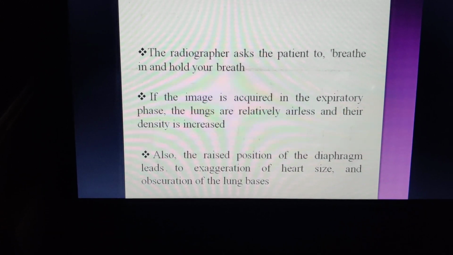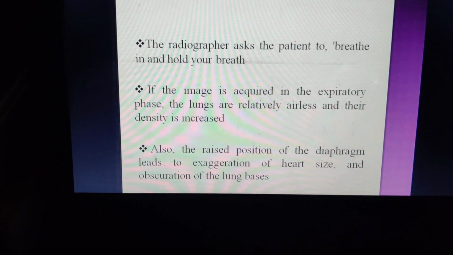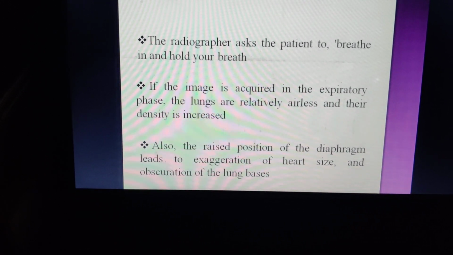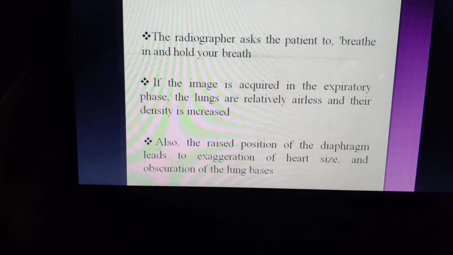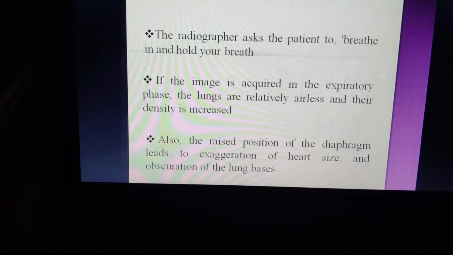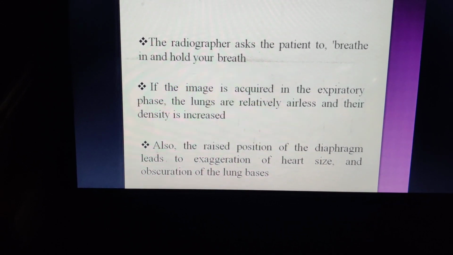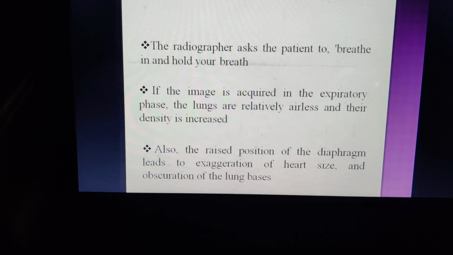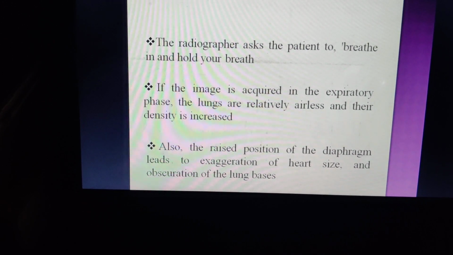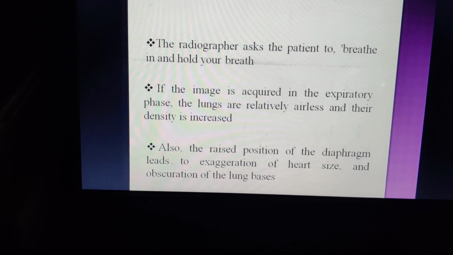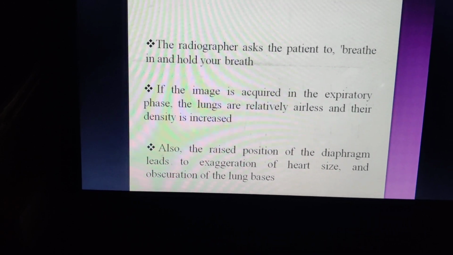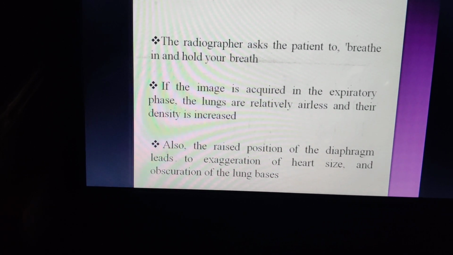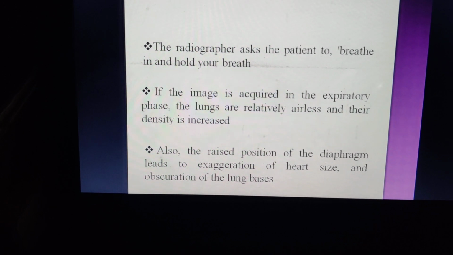Breathe in and hold your breath. If somehow the image is taken in the expiratory phase, what will happen? In the expiratory phase, the lungs will be airless and their density is increased. So the raised diaphragm leads to exaggeration of the heart size and obscuration of the lung bases.